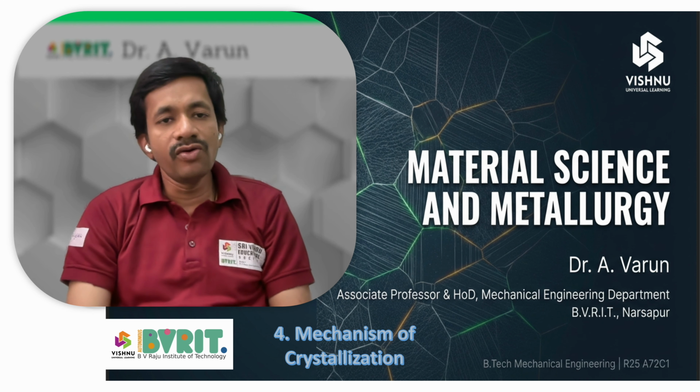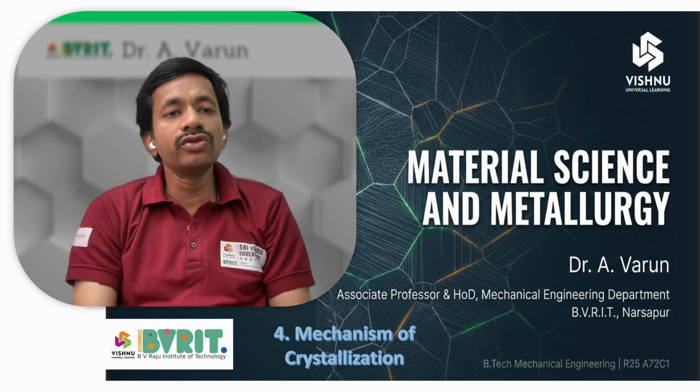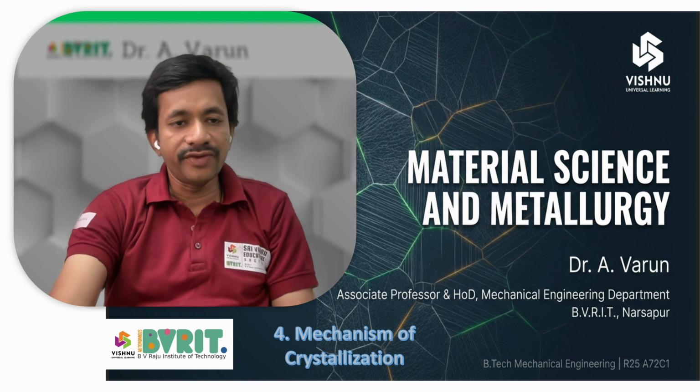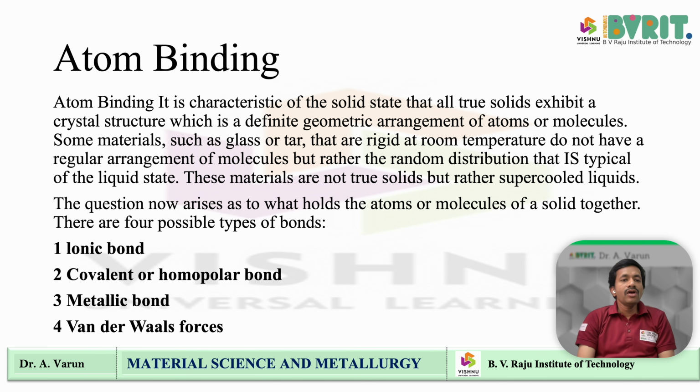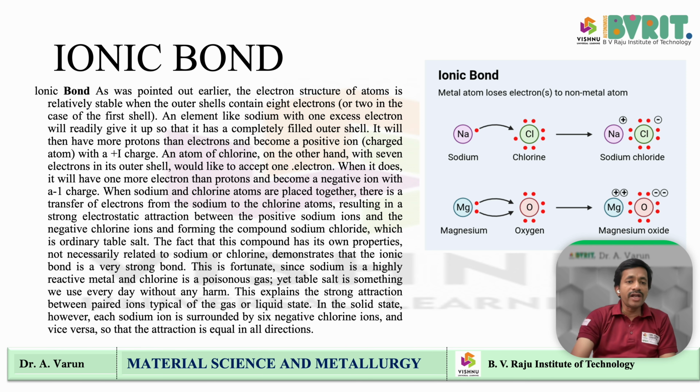In this video, we'll be discussing the mechanism of crystallization. But before we go into the mechanisms, let us quickly go through the different atomic bondings that we have. Atomic bonding describes the different types of crystal structure in the solid state and how they are arranged geometrically. Here we have primary bonding and secondary bonding. Primary bonding includes ionic, covalent, and metallic, and secondary bonding includes van der Waals forces and others. Let us quickly go through them one by one.